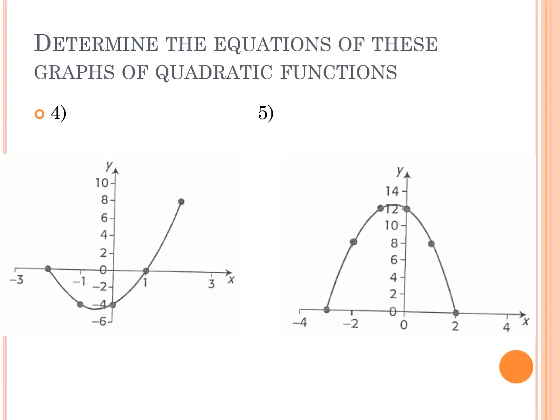Now, for number 4 and 5, I've given you a number of points here. Notice that it's not necessarily the vertex, but it is some intercepts. And so that's a good place to start in order to work backwards from intercept form. So go ahead and solve. That's the hint to use intercept form. Given the points that you have here, what would the values be?